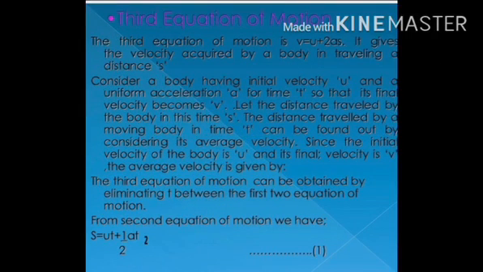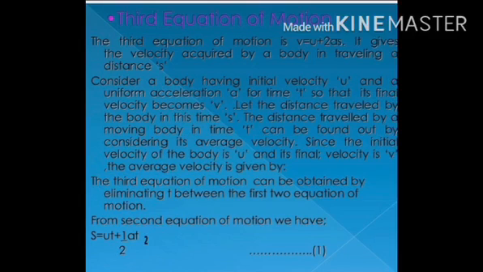Now the third equation of motion. The third equation of motion is v² = u² + 2as. I think the square is missing in this, so don't worry. You just write v² = u² + 2as. It gives the velocity acquired by a body in traveling a distance s. Consider a body traveling with initial velocity u and uniform acceleration a for time t, so that its final velocity becomes v. Let the distance traveled by the body in the time be s.